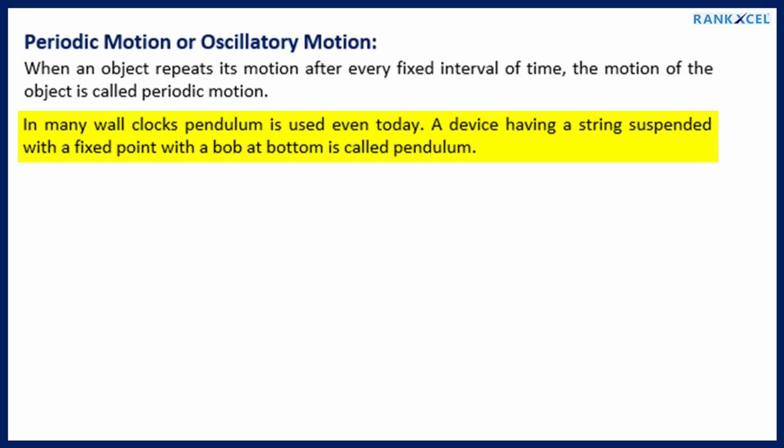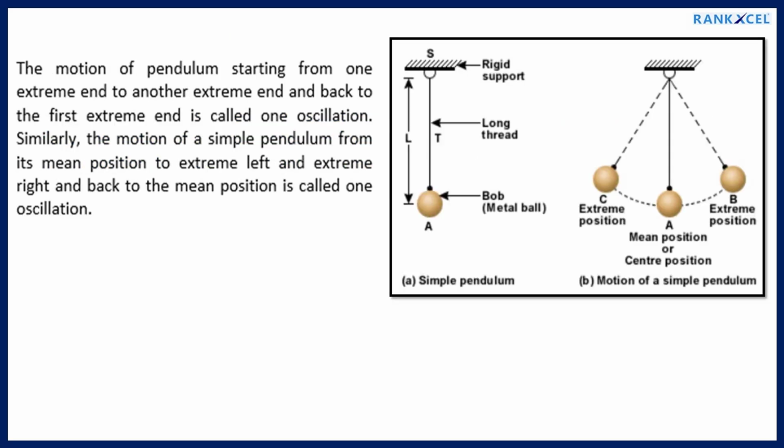A device having a string suspended from a fixed point with a bob at the bottom is called a pendulum. The motion of a pendulum starting from one extreme end to another extreme end and back to the first extreme end is called one oscillation. Similarly, the motion of a simple pendulum from its mean position to extreme left and extreme right and back to the mean position is called one oscillation.